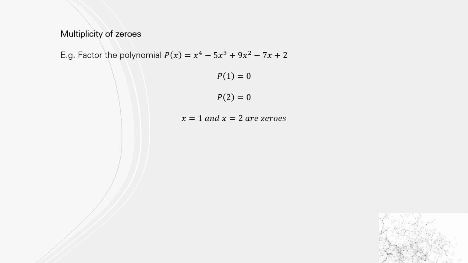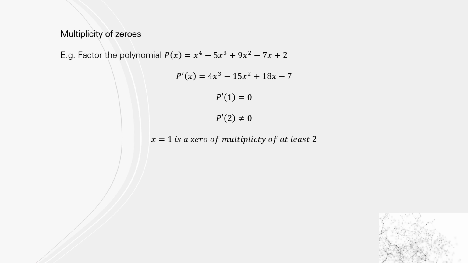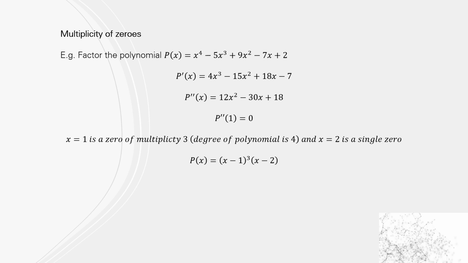So if we factorise, we just sub in 1 and 2. When you sub in 1 and 2, that gives us zeros at x equals 1 and x equals 2. Differentiate, sub in 1 and 2 again. So when you sub in 1, you get 0. So that now means we've got a zero of multiplicity at least 2. And since p dash of 2 doesn't equal 0, that means we've got a single bracket for 2. It's just an x minus 2 bracket.